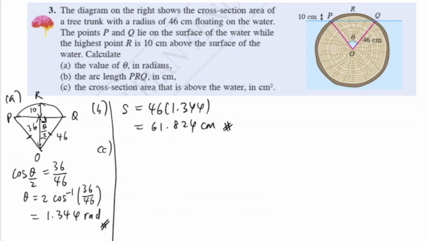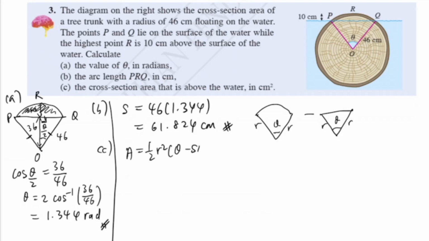We want to find the cross-section area that's above the water. That means we're talking about this area of segment. Now, in the past, and I think in the previous video, I've explained to you guys that to calculate area of segment, we can use a shortcut formula: area of sector minus area of triangle, right? If you follow my previous video, we can just use half r squared times theta minus sine theta. I just factorize directly. It's half r squared theta minus half r squared sine theta, from half ab sine C. You factorize together, you get this.